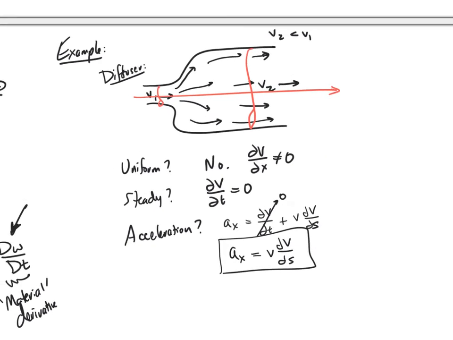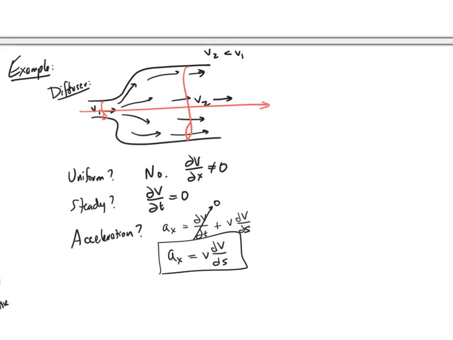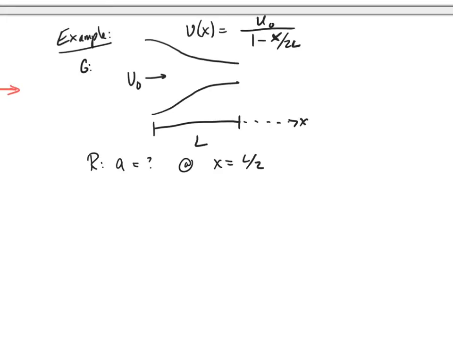Okay? So let's do another example. That one was non-quantitative. So in this problem, we have a nozzle, the opposite of the diffuser I just showed you. The flow is entering on the left and exiting on the right, and it's entering at a velocity of u naught, or u0.